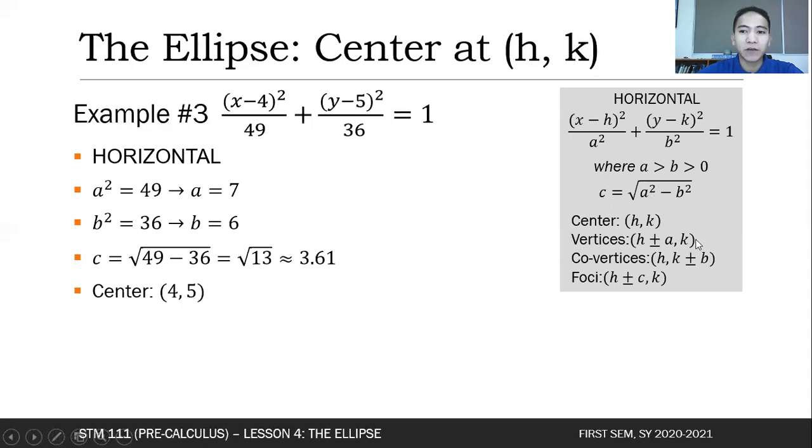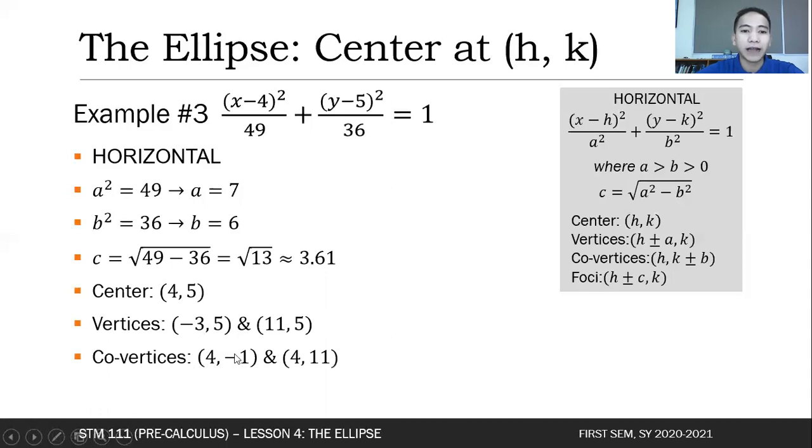So using these formulas of vertices, co-vertices at sa foci, you will have this one. -3 and 5 and 11 and 5 yung inyong vertices. Co-vertices at 4 and -1 and 4 and 11. Foci at 0.39 and 5 and 7.61 and 5. Okay. So, kung saan nakuha yung vertices, co-vertices at foci, ginamit natin yung formulas na ito.